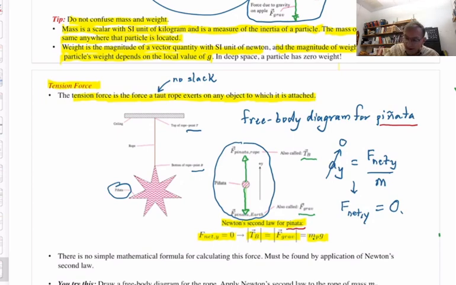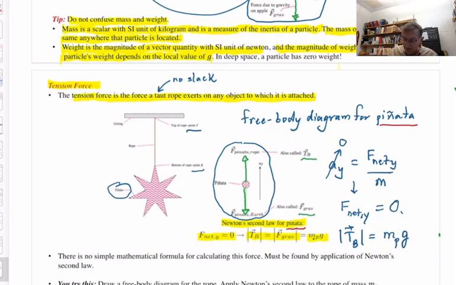So my point is, what am I saying? I'm saying I have learned something about the magnitude of the tension force at the bottom of the rope. It's equal to the mass of the piñata times little g, gravitational field strength. And how did I get it? By applying Newton's second law.